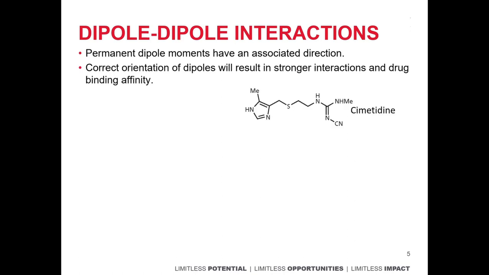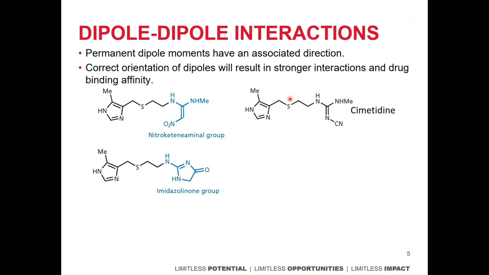So here we have cimetidine. Now this contains a large variety of heteroatoms, so it contains nitrogen atoms in many different functional groups, and we also have a sulfur atom as well. Now if we look at a couple of variants of this molecule, we have this one here, which contains a nitroketonomal functional group, which is here, and this nitro group in particular is very electronegative. And we also have this derivative here, which contains an imidazolinone group, which you can see here.